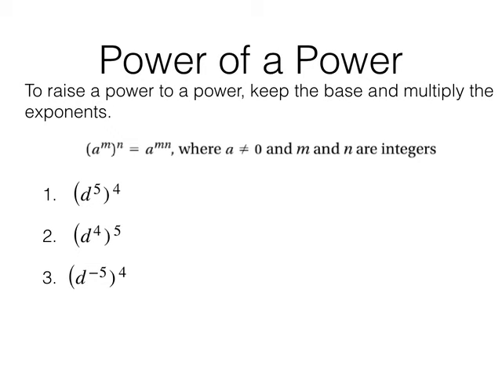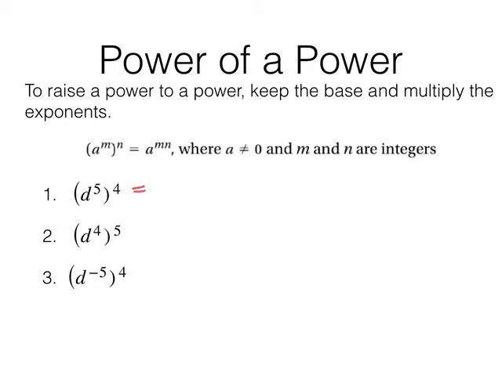Now let's look at the way it's stated up here first. A to the m raised to the n power is a to the m times n power, where a is not equal to 0 and m and n are integers. So that's what we see here.